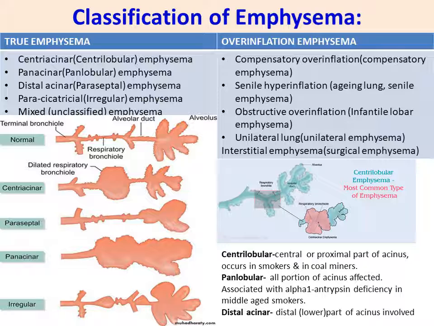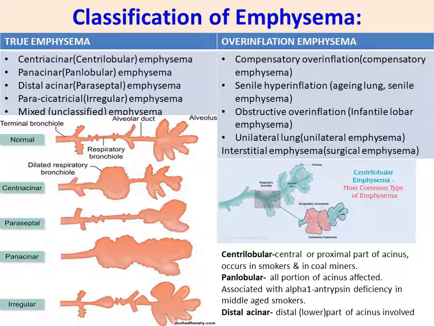You can see in the diagram the normal bronchial structure, whereas in centriacinar the central part is enlarged, in paraseptal the terminal part is enlarged, and in panacinar the entire part of the bronchial is enlarged. The diagram also shows irregular and mixed emphysema. So 5 different emphysemas are discussed here.